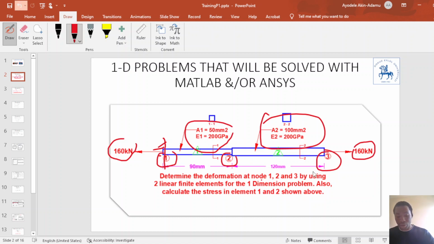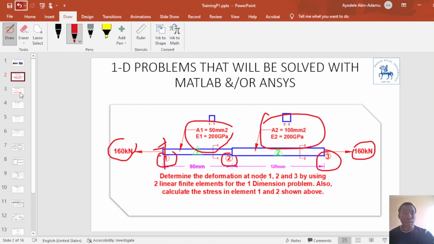This problem without support cannot actually be solved, as I've said. The global stiffness matrix cannot be inverted. That's why it cannot be solved. The K matrix cannot be inverted. So we need to convert the structure to an equivalent structure, where we can apply finite element procedure to solve this problem.